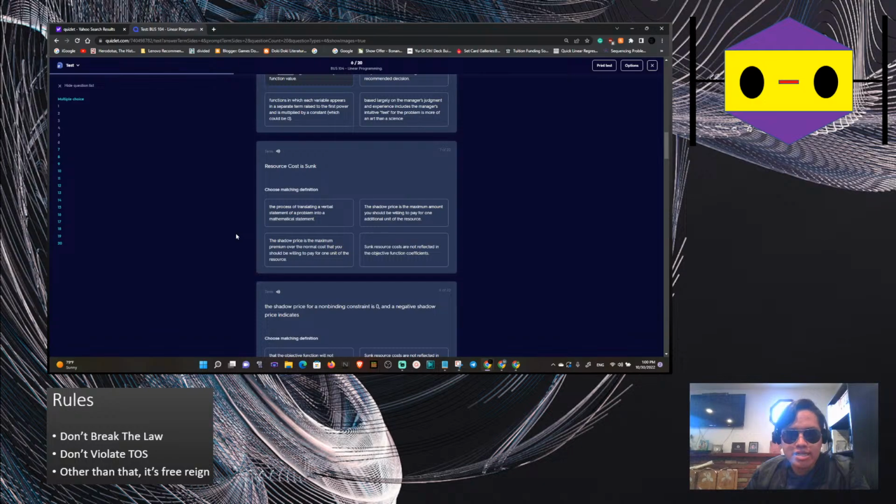Reduced cost is sunk. How did we do this one again? Sunk resource. Resource costs are not reflected in the objective function coefficients. Shadow price: the maximum premium over normal cost you should be willing to pay for one unit of the resource. Shadow price is the maximum amount you should be willing to pay for one additional unit? I'm going to go with C. What about you?